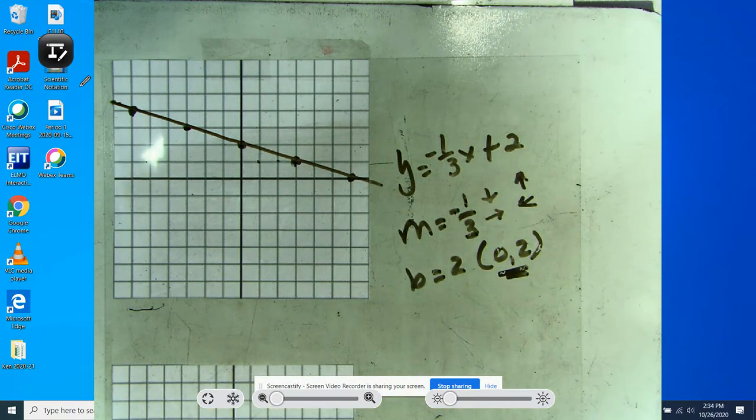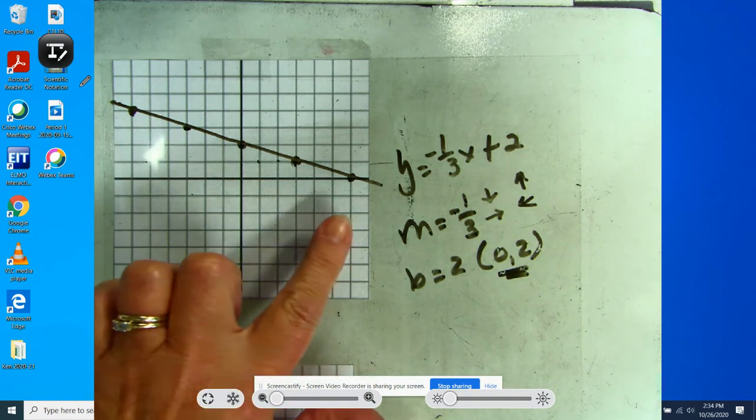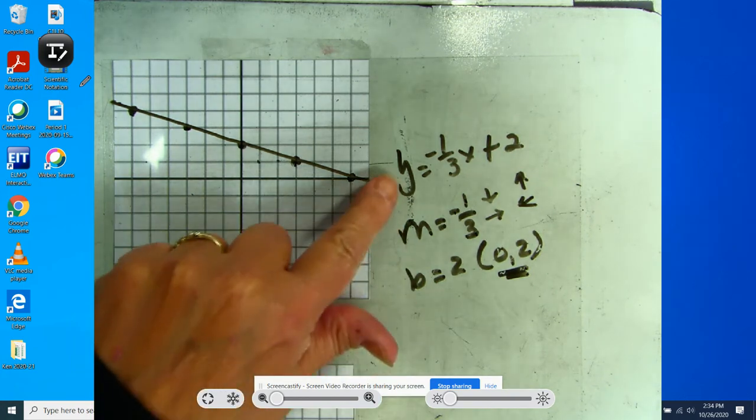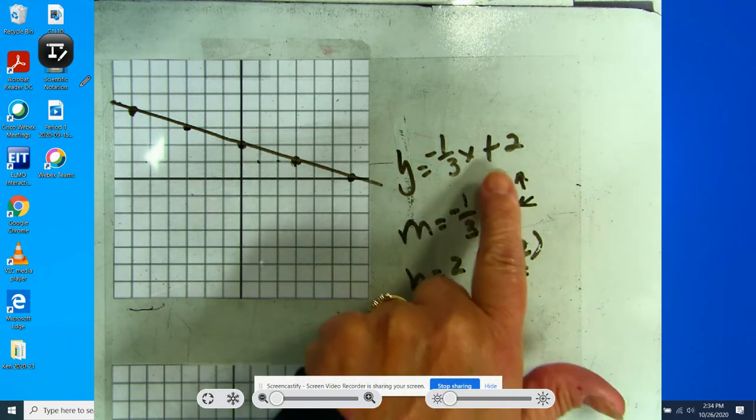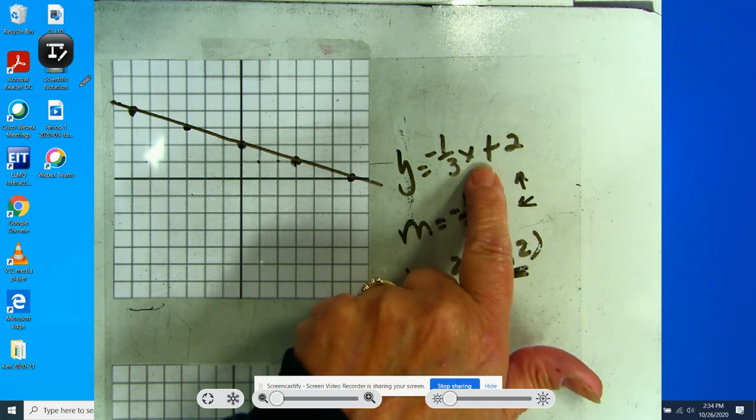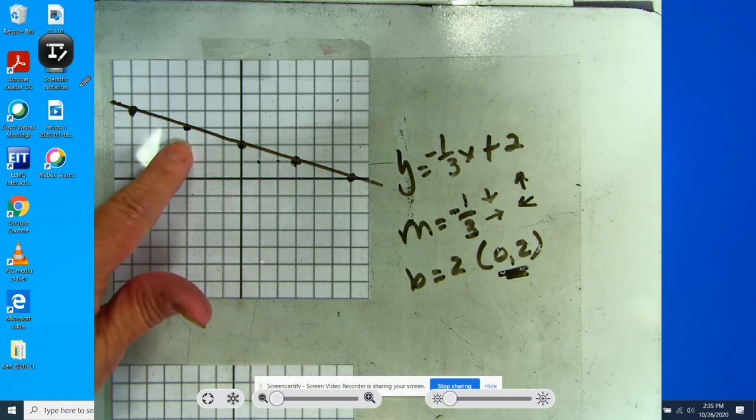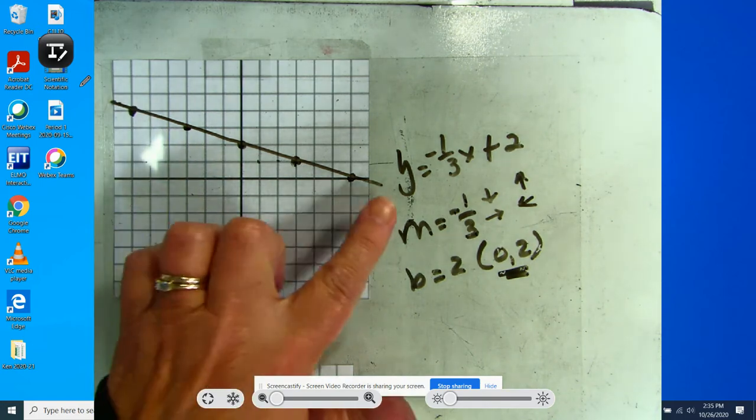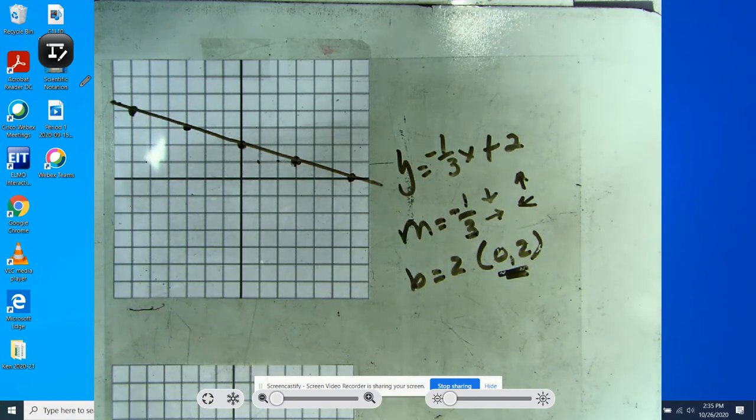Now, the real important part of all of this, ladies and gentlemen, this line represents every solution to this equation. Since I can pick any number I want for x and then solve for the value of y, the points on the line are all solutions to this equation. Every point on the line will work in that equation.